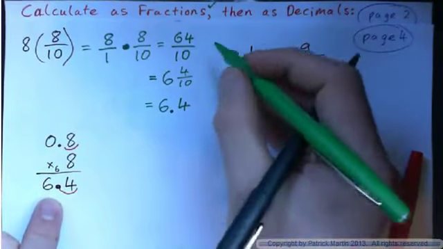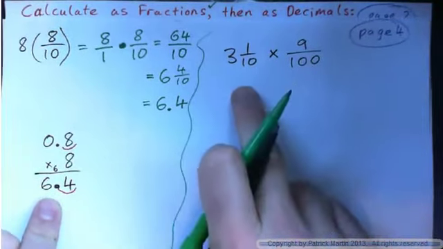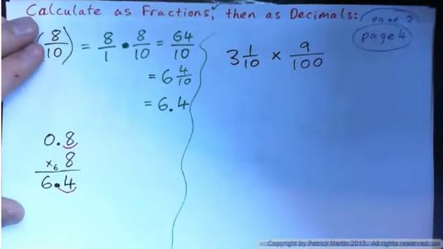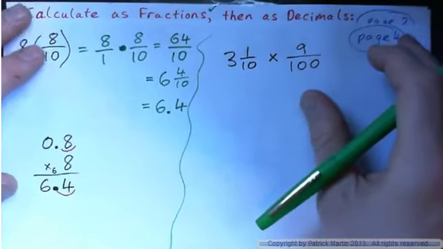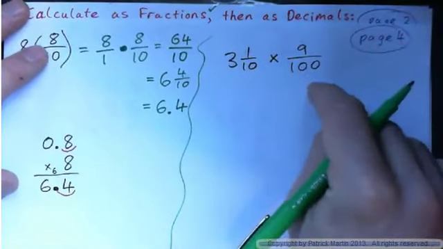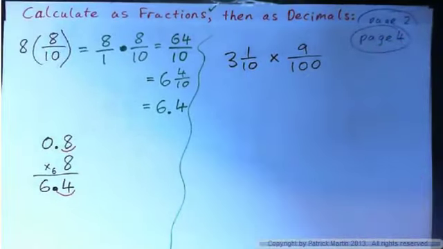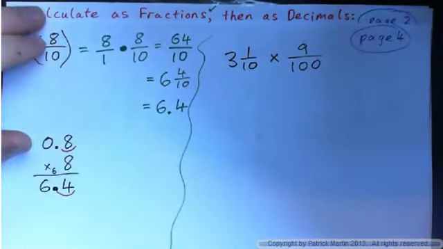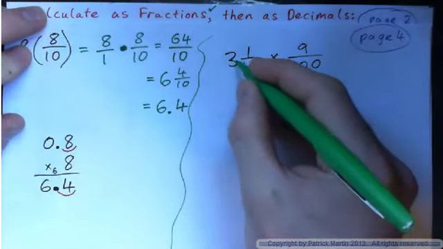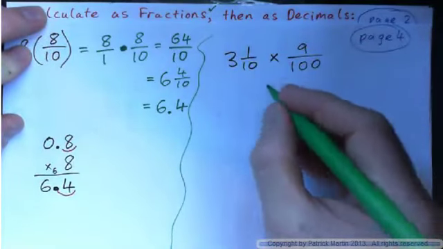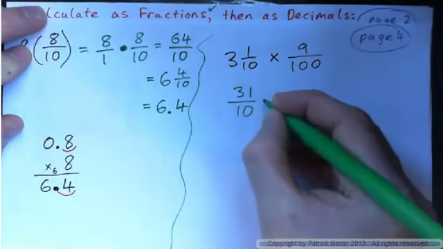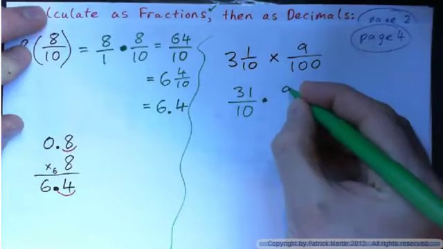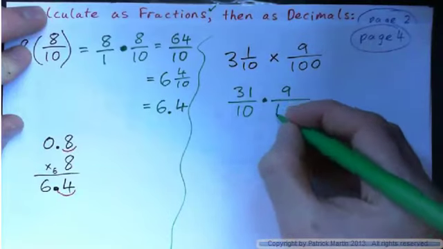How about this question here? 3 1/10 times 9 hundredths. We're going to calculate it as fractions first of all. Do you remember how to multiply mixed numbers? First of all, you've got to change them into improper fractions. 10 times 3 is 30. 30 plus 1 is 31. So it's 31 over 10 multiplied by 9 over 100.